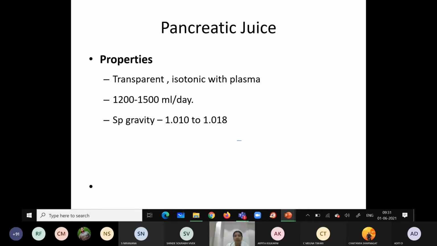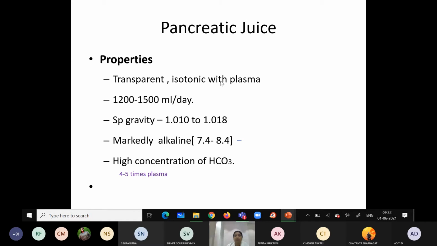So for pancreatic juice, the specific properties are: first, it is a transparent, clear juice, means there is no color, but the composition is almost isotonic with plasma, right? Composition is isotonic with plasma, means most of the concentration of pancreatic juice is similar to the plasma. Now the total secretion is 1 to 1.5 liters per day, right? Then the specific gravity of pancreatic juice ranges from 1.010 to 1.018.